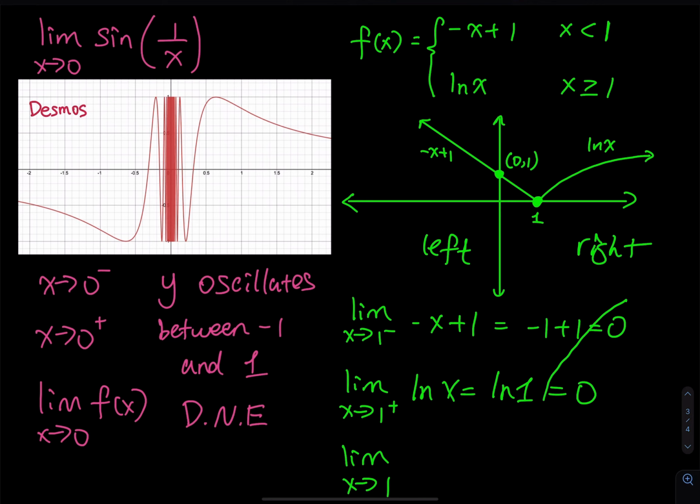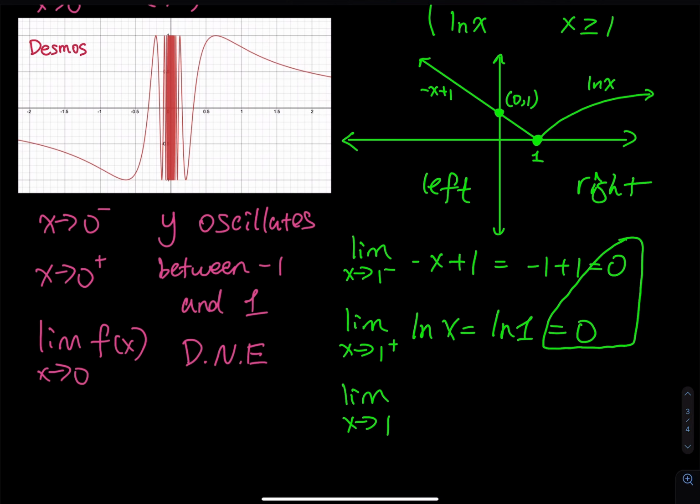So since the left limit and the right limit are equal, we say the limit as x approaches 1 of the entire piecewise function is just equal to 0, because the left limit is equal to the right limit.